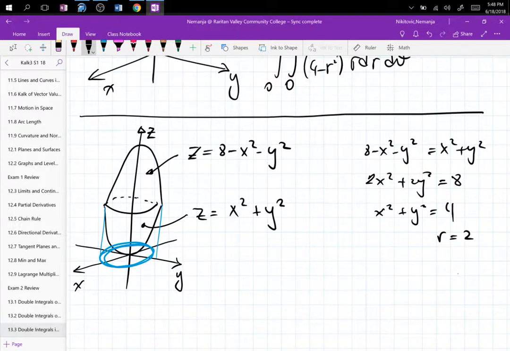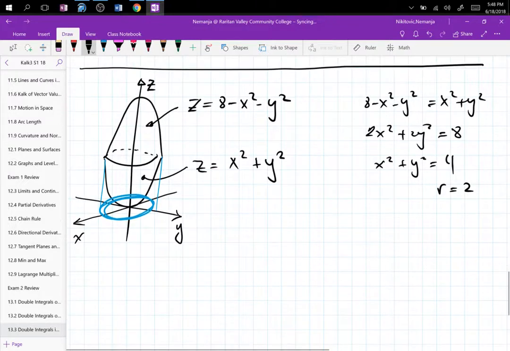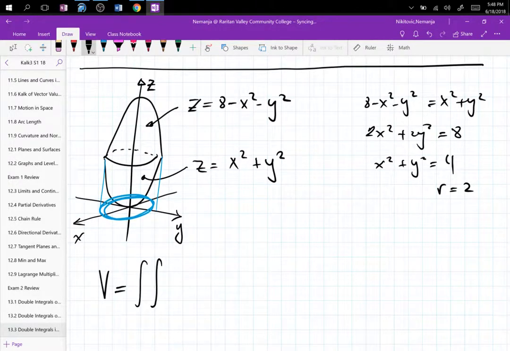So now what I'm going to do is set up the integral. Volume is a double integral. We know that the outer integral is going to be theta, so 0 to 2 pi, because I want the entire thing.